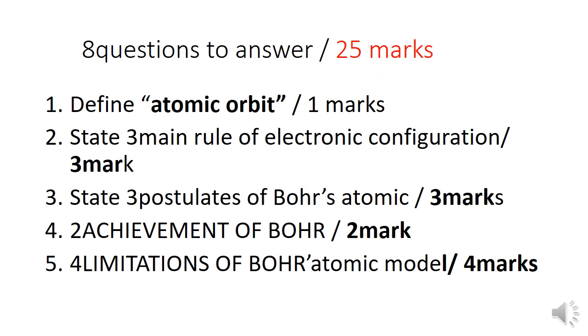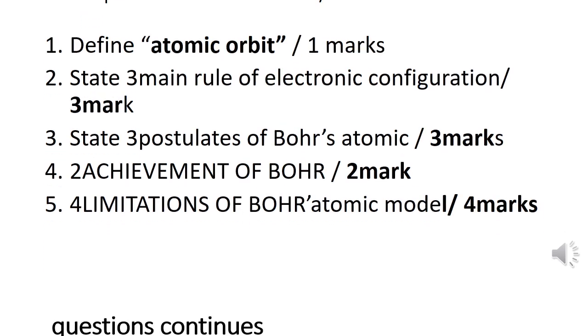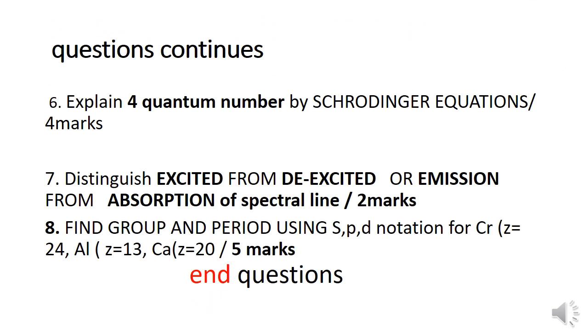Question 1. Define atomic orbit. Question 2. Explain and state the 3 main laws of electronic configuration. State 3 postulates of the Bohr atomic model. State 2 achievements of Bohr. Explain 4 limitations of the Bohr atomic model. This is the question, Question 6. Explain the 4 quantum numbers from the Schrödinger equation.